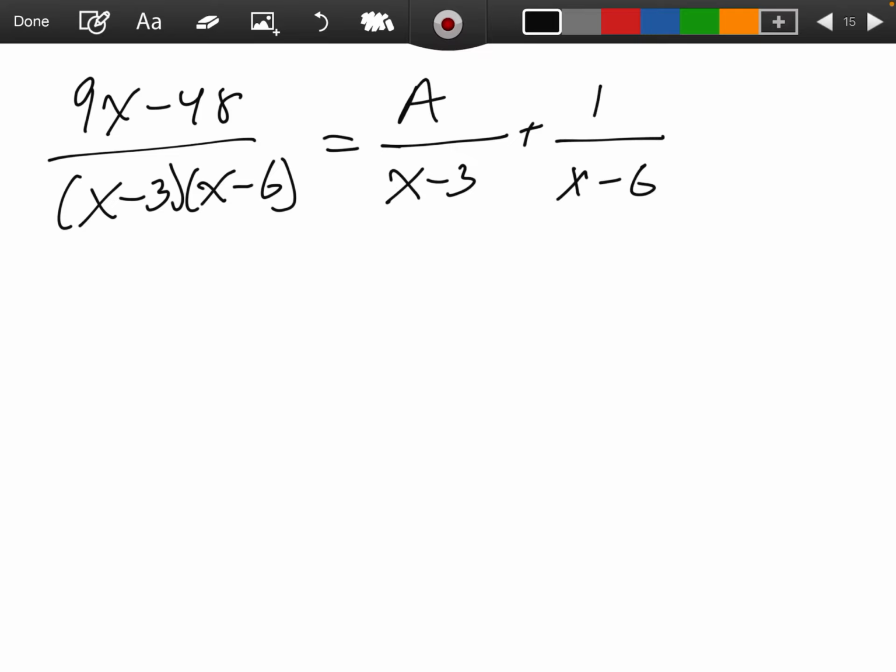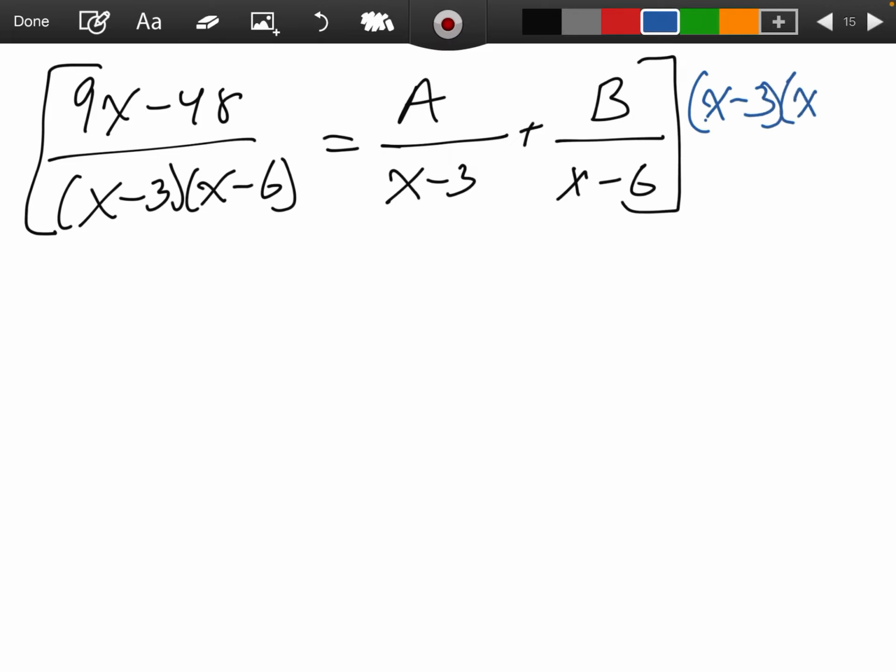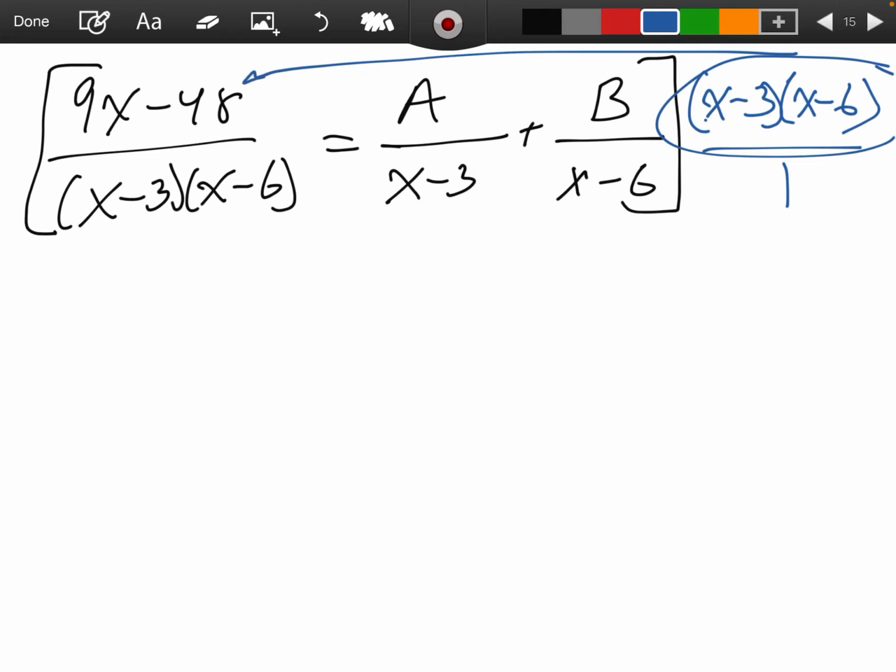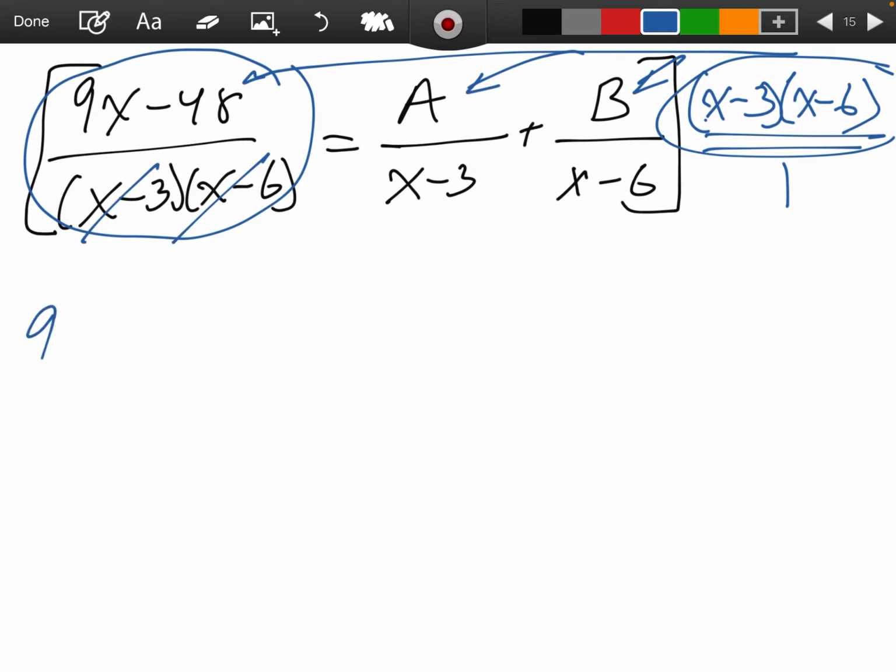Since those are linear factors, y'all, my numerators are going to just be real numbers like A and B, okay? All right, so the first step now is we're going to put all of this in brackets, and we're going to multiply it by our common denominator, which is x minus 3 and x minus 6, okay? And I'm going to think of this over 1, but I'm going to take this guy here, and we're going to multiply it here, here, and there. So notice, when we multiply it by this part, this x minus 3 and that x minus 6 are going to cancel with those there.